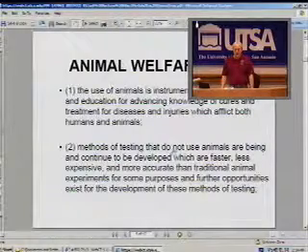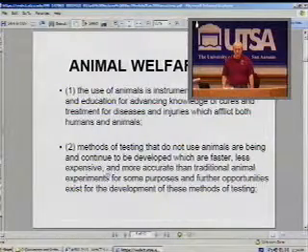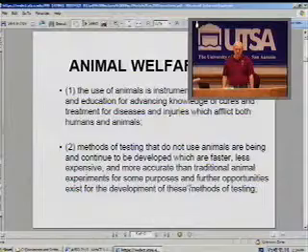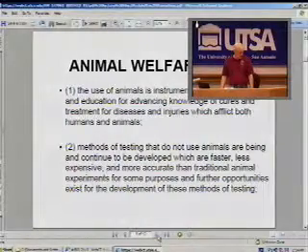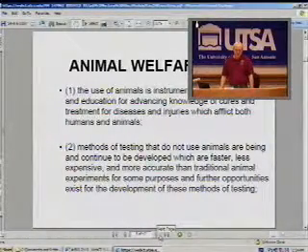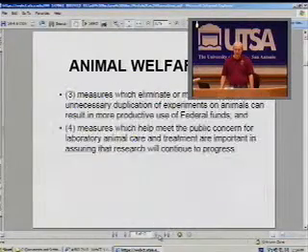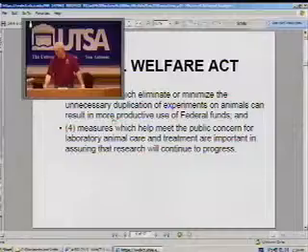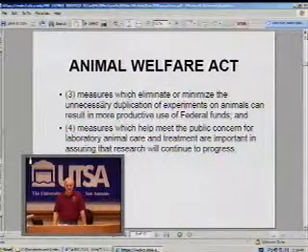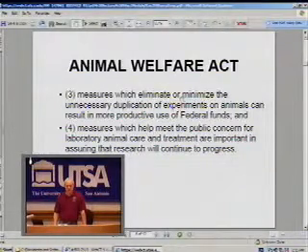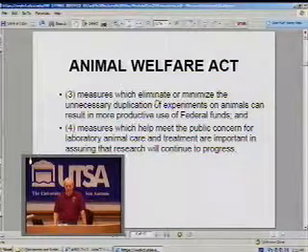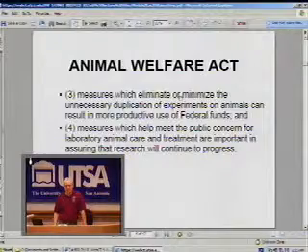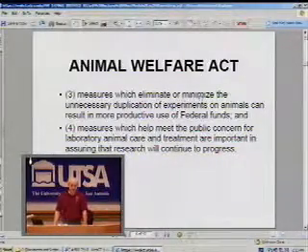The methods of testing that do not use animals are being and continue to be developed. So this is the alternatives, which are faster, less expensive, and more accurate than traditional animal experiments for some purposes, and further opportunities exist for the development of these methods of testing. And of course, as you know, the cosmetic commercial business was impacted heavily by that matter and that part of the Animal Welfare Act significantly. Measures which eliminate or minimize, we'll talk about the R's related to our goals of the utilization of animals in research in a moment, but obviously eliminate and minimize, replace, and reduce are two of the R's.